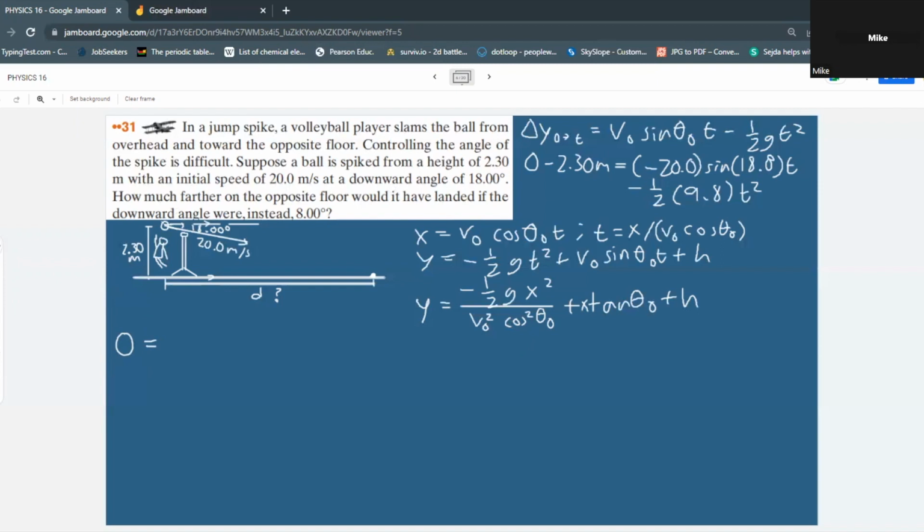Hindi, pero ang kailangan natin kasi tangent yung theta. Unknown yung theta natin. Di ba po theta is 18? Anong pinapahanap? How much farther, no? Okay, so yung x yung unknown.